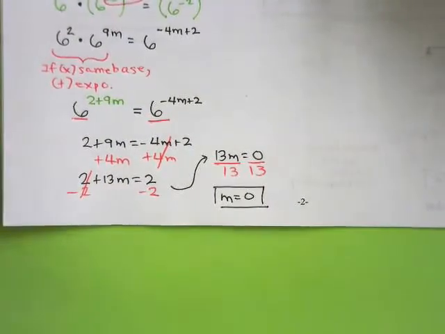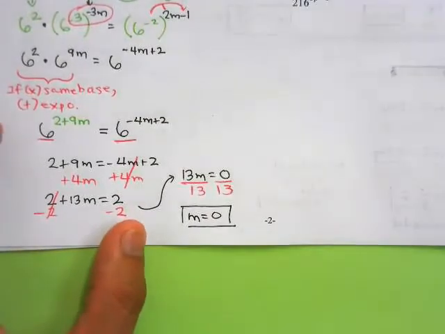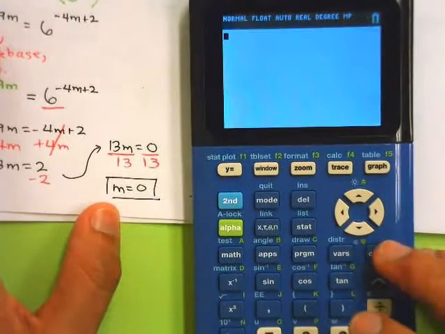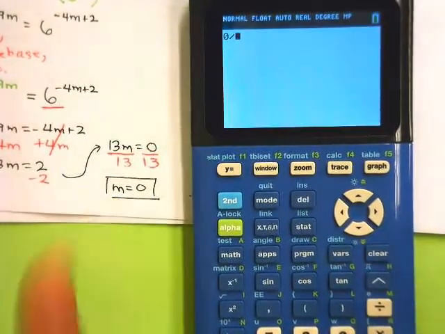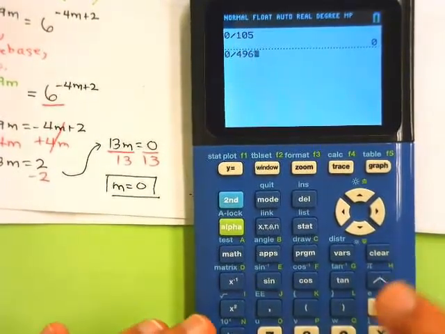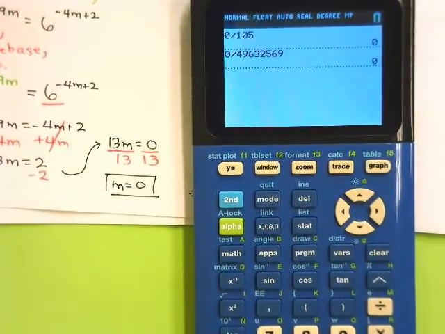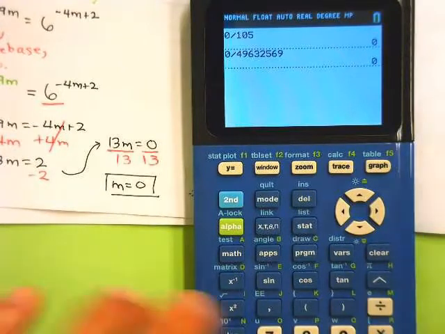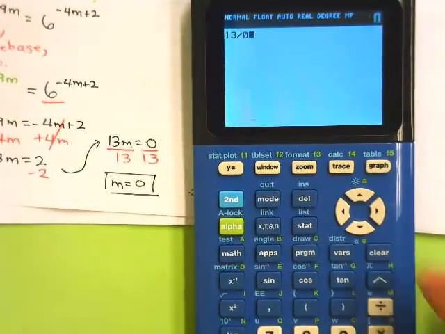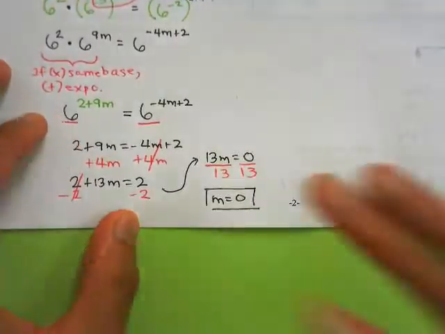Before we move on to number 10, which is going to be the last problem for this video, I do want to remind you guys about the zeros and the division of the zeros. When you have 0 divided by anything, like 105, that's a 0. 0 divided by 496, that's a 0. But if the 0 is on the denominator, that's going to be undefined. 13 divided by 0, we cannot divide by 0. But 0 divided by 13, that's fine.